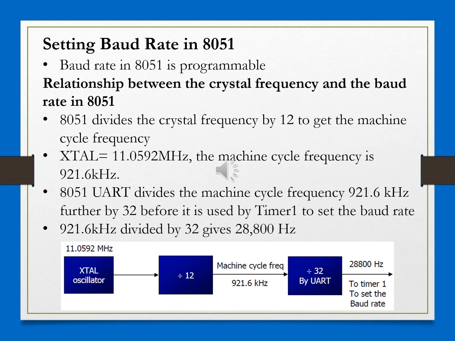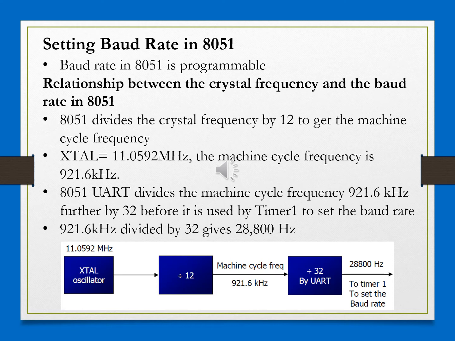The baud rate in 8051 is programmable. What does it mean? That means you can change the baud rate of 8051. How to do that? Observe here. In order to set the baud rate for serial communication, we use timer 1 of 8051. How do we use that? I'll explain.